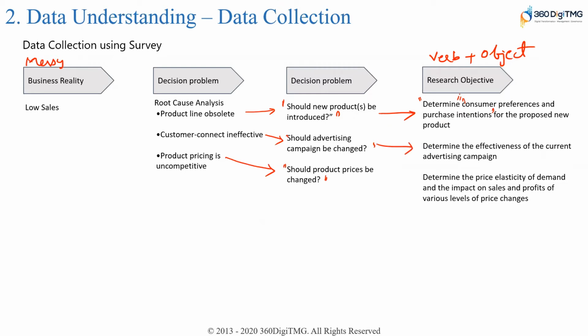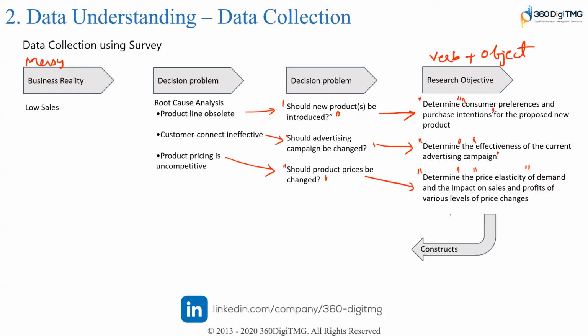Then what do you want to do research on? I want to determine. What do you want to determine? Effectiveness of the current advertising campaign. So determine is the verb. This is your object. Should product prices be changed? So you want to do research, determine what? The price elasticity of demand and impact, right?